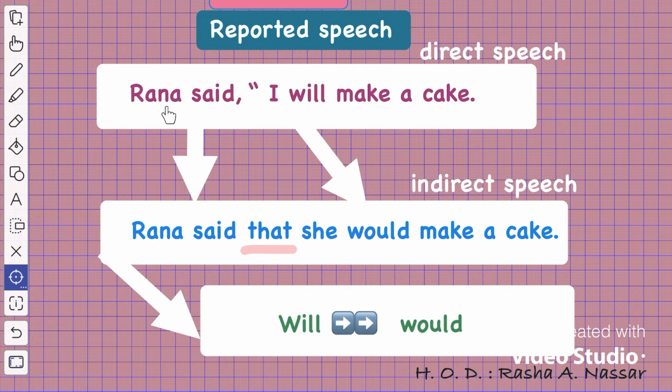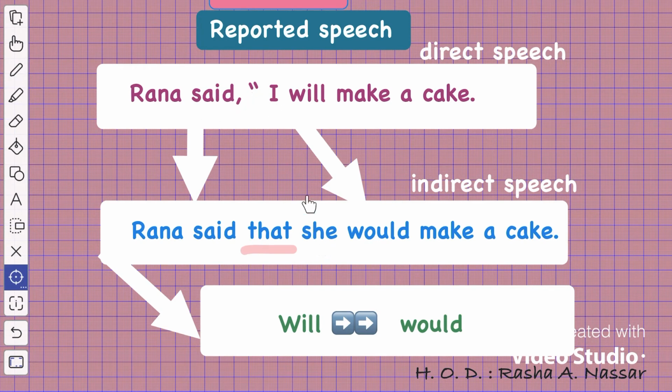And here the same sentence but with different tense. I will make a cake. So this is future. So Rana said, I will make a cake. How can I change this sentence into indirect speech? The same steps. Number one, remove the comma and the small brackets and write that instead, because this is one sentence. And number two, if I have the pronoun I, I will change it into the pronoun before the brackets, so it will be she.